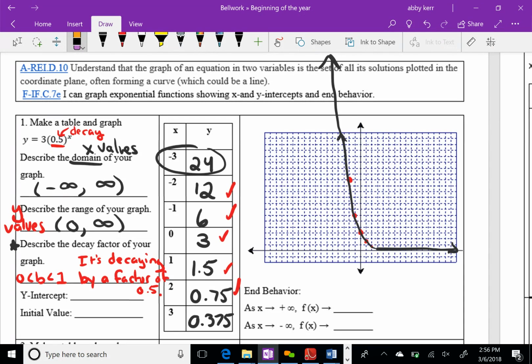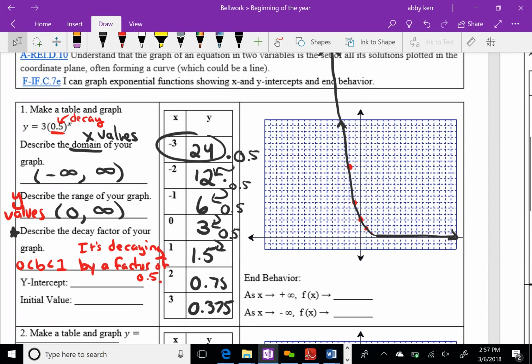Another way you can check is on the table. If you multiply 24 times 0.5, you're going to get 12. If you're going to multiply that by 0.5, you're going to get 6. You multiply 6 by 0.5, you're going to get 3. And you can do that pattern for the entire table. Now your y-intercept, you can locate 3 different spots. It could be the 3.